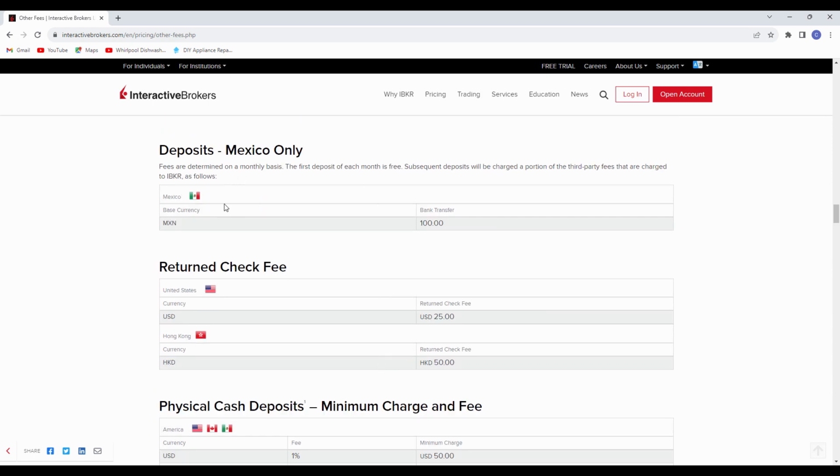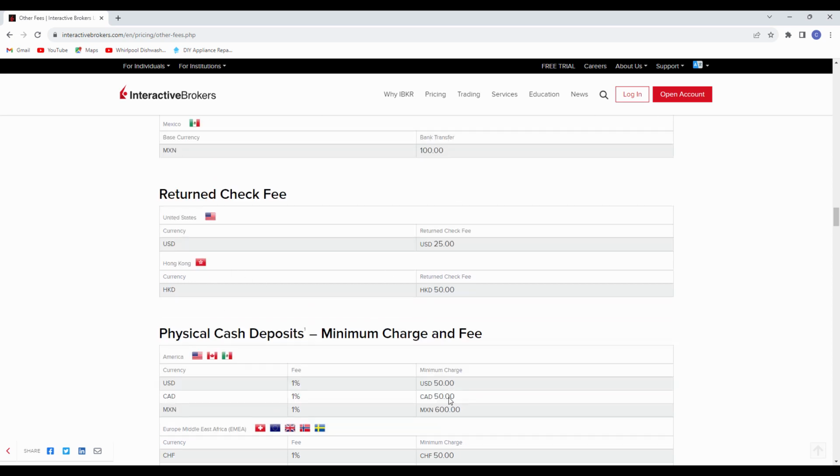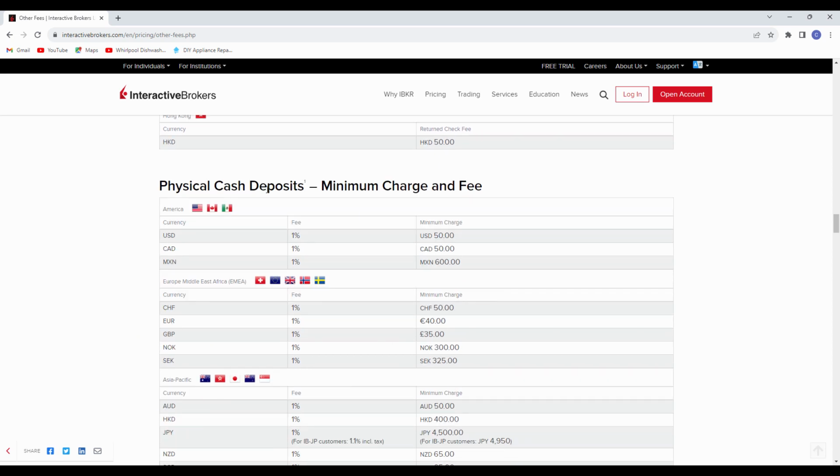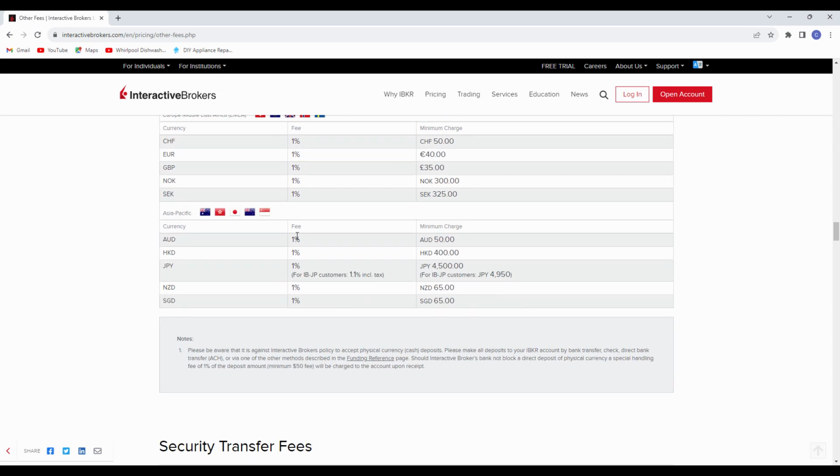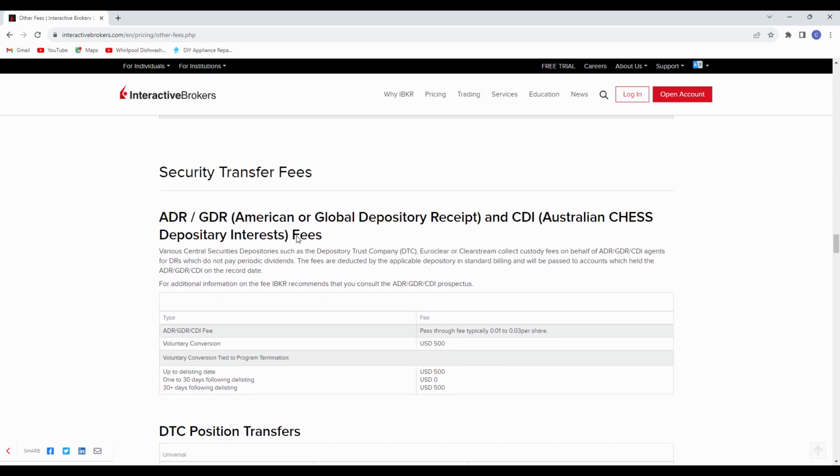If we come into deposits in Mexico, base currency is Mexican peso, $100. Their return check fee, if your check bounces, they will charge you a fee for that. Physical cash deposit. So if you were to deposit cash, they would charge a fee related to that. Again, probably not applicable, but it fits with the category of this video. I don't know too many people that are sending in cash, probably not a great idea.